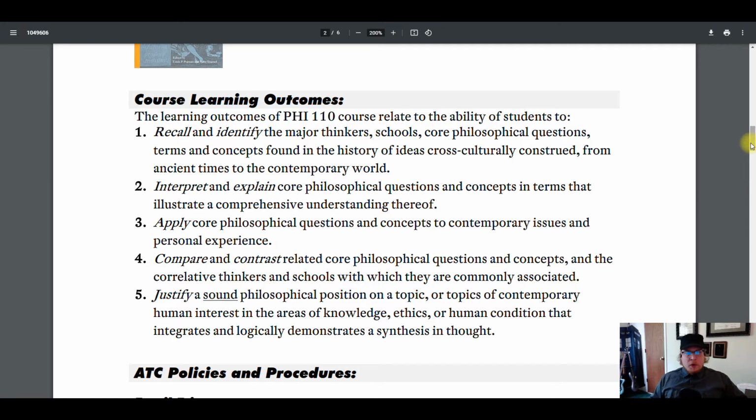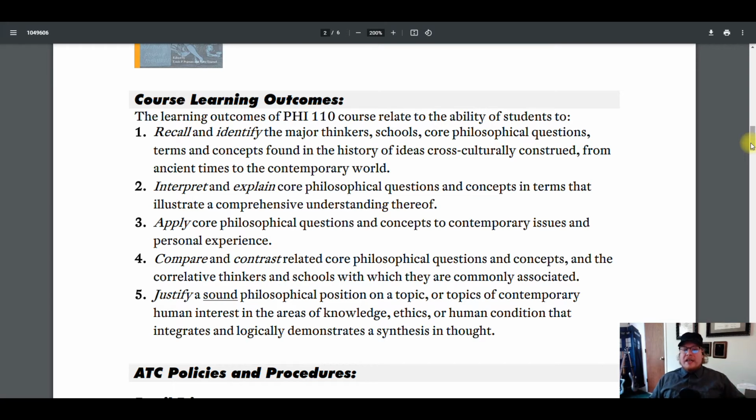just that. 4, compare and contrast related core philosophical questions and concepts and the correlative thinkers and schools with which they are commonly associated. Know who's on what team. Later on in the course, you should be able to do things like, oh, John Stuart Mill, he's a utilitarian. Immanuel Kant, he's a deontologist. Aristotle, Kongzi, they're into virtue ethics. And you'll be able to put them together. Just like you might be able to put athletes onto, when you hear an athlete's name, you might be able to put them into a particular team or league or sport.